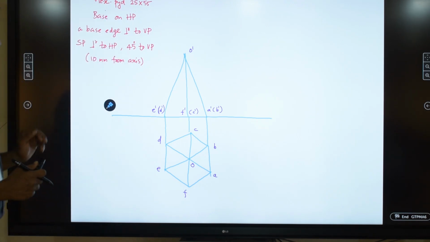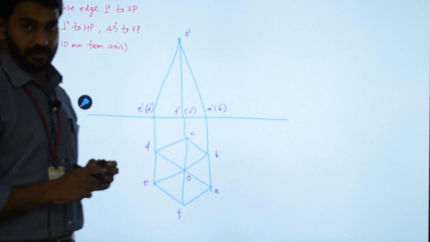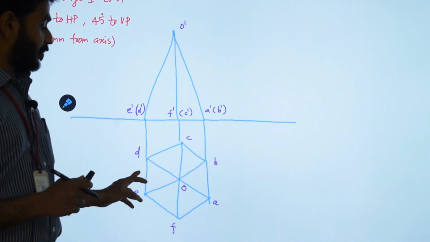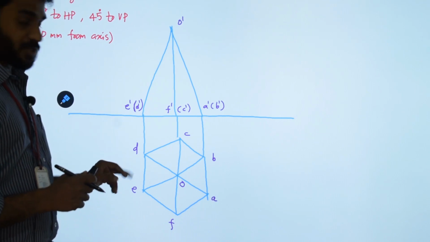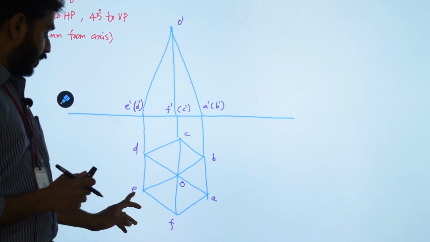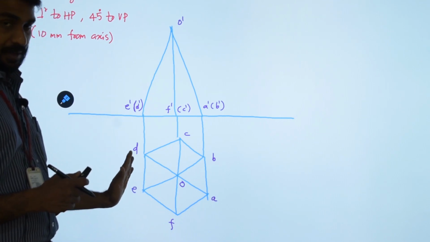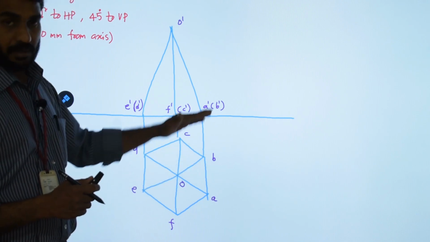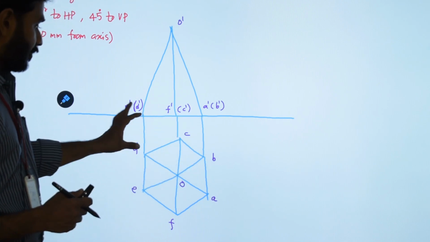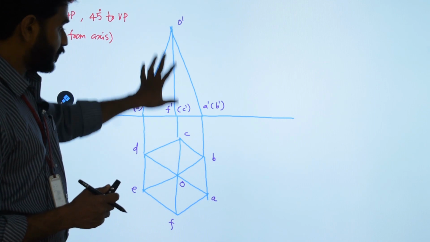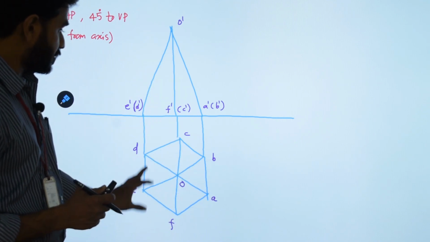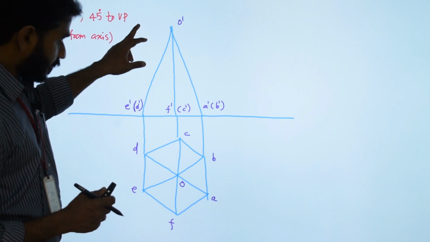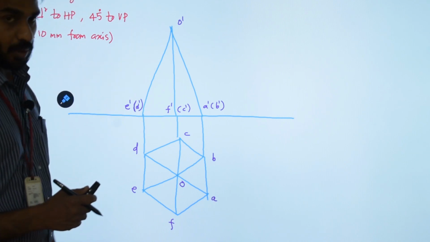So first you have to draw the orthographic projections of the solid in the given position. Here the hexagonal pyramid is resting on its base on HP with one base edge perpendicular to VP. So when you make one base edge perpendicular to VP, automatically the opposite base edge will also become perpendicular to VP. And I have completed the front and top views of the object in the given position, and I have marked all the base corners and the apex in both front and top views.